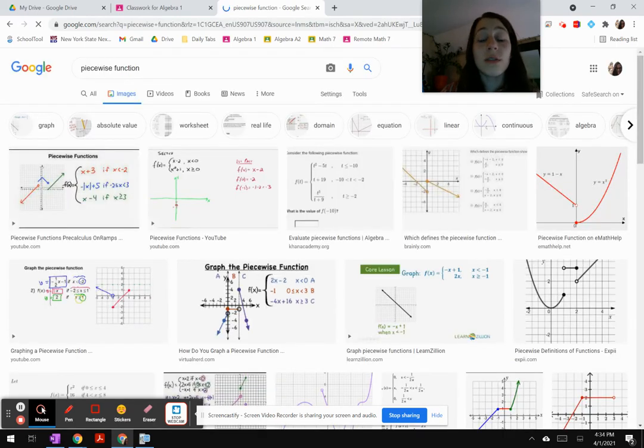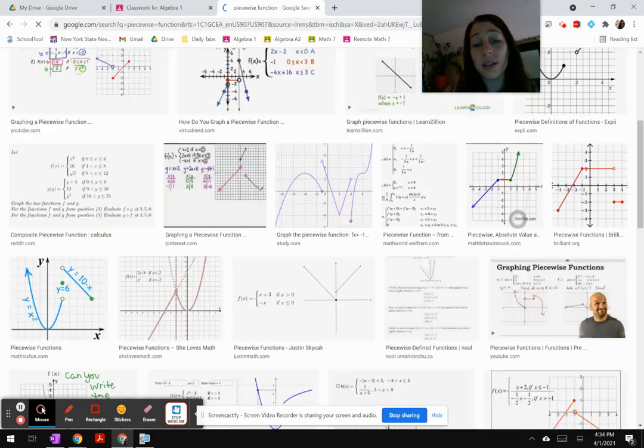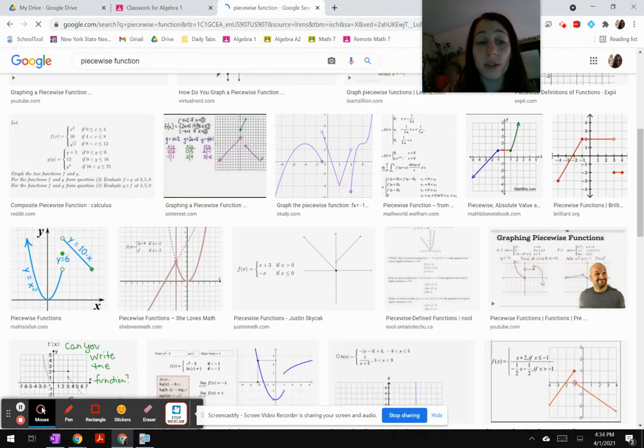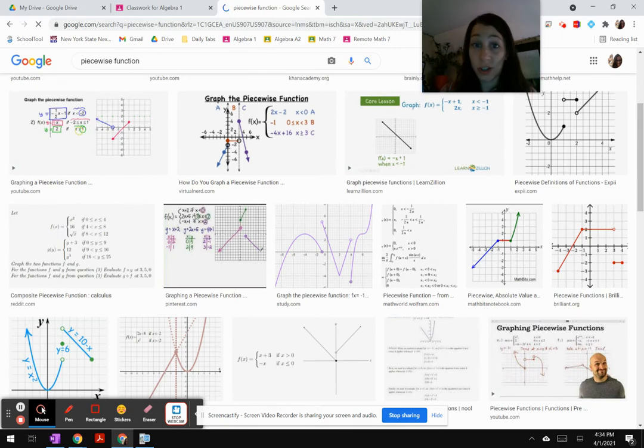You can see that all of these graphs have little chunks. They have chunks of what look like other equations just kind of thrown together. They look really random and kind of strange, but these are all examples of piecewise functions. You just take pieces and bits from each equation and smush them together, and you get a piecewise function.